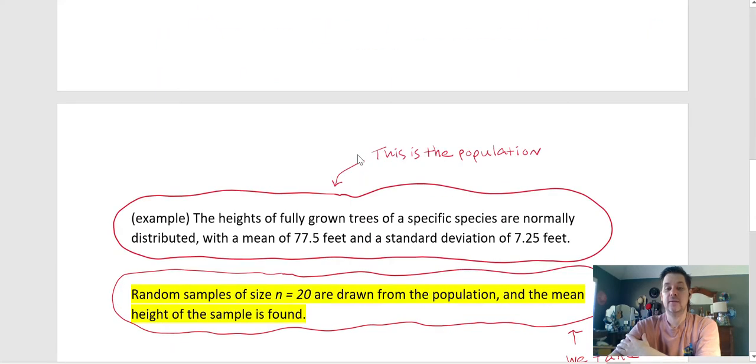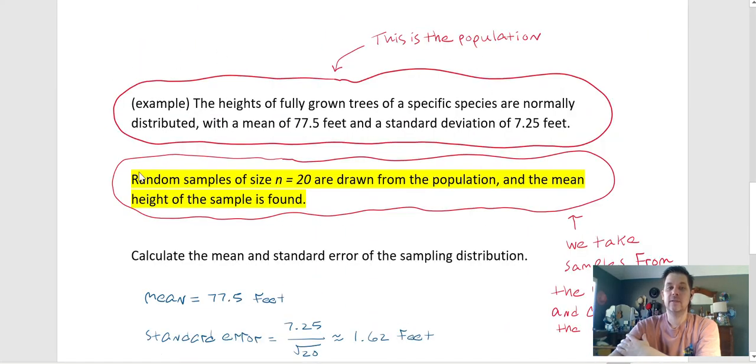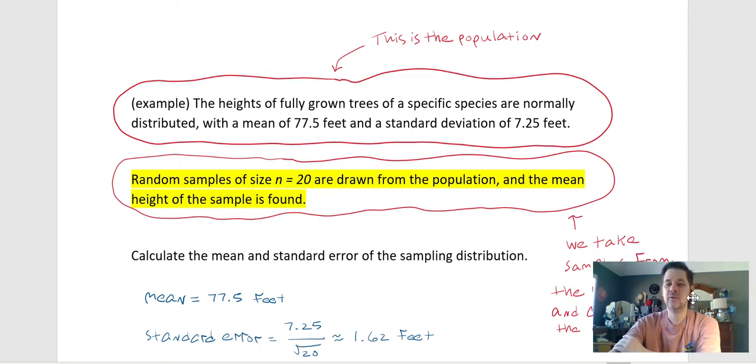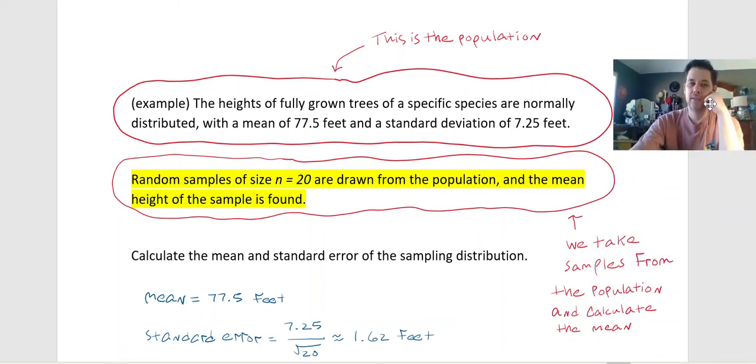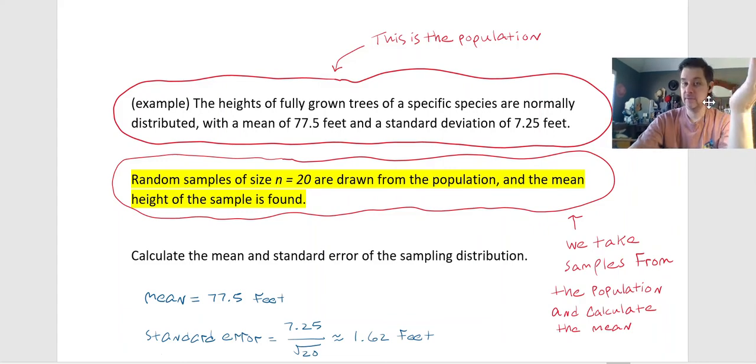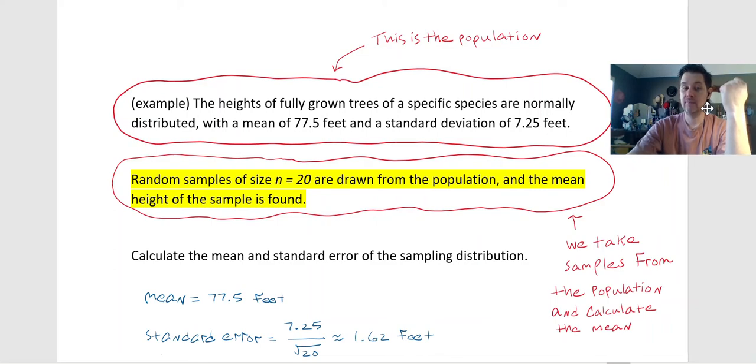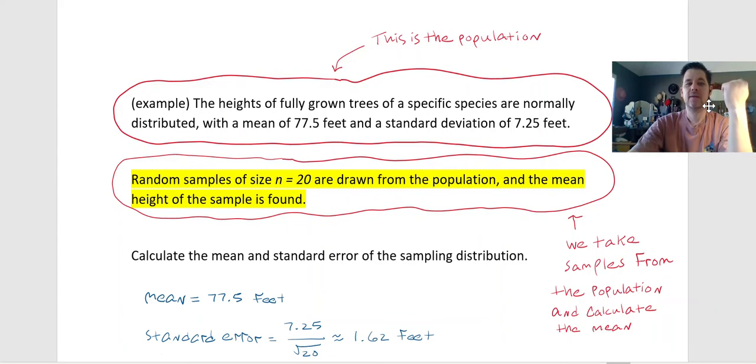Now let's try another one. Let's go back to this problem with the tree heights. I think I've already explained this quite a bit, but it says the heights of fully grown trees of a certain kind are normally distributed. Mean is 77.5, standard deviation 7.25. That tells me what I can expect from the heights of these trees, that they're going to be within 7 feet of 77.5 feet or so.